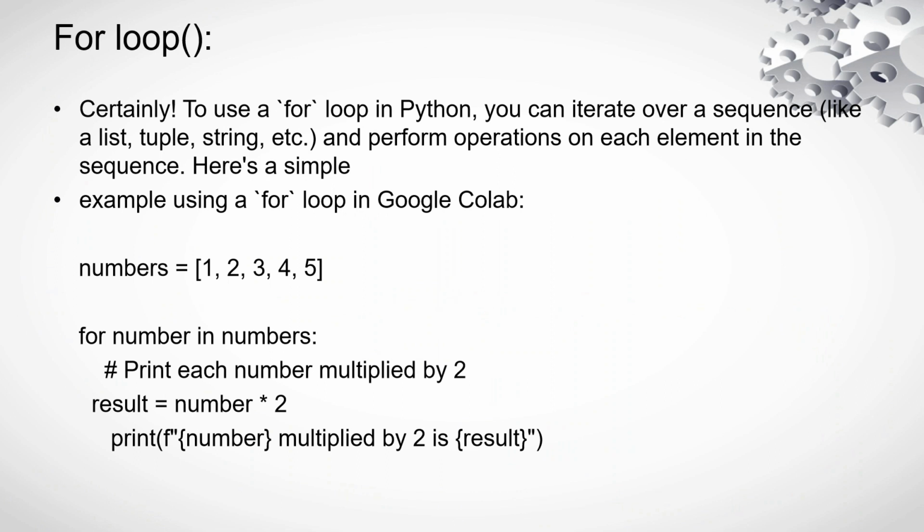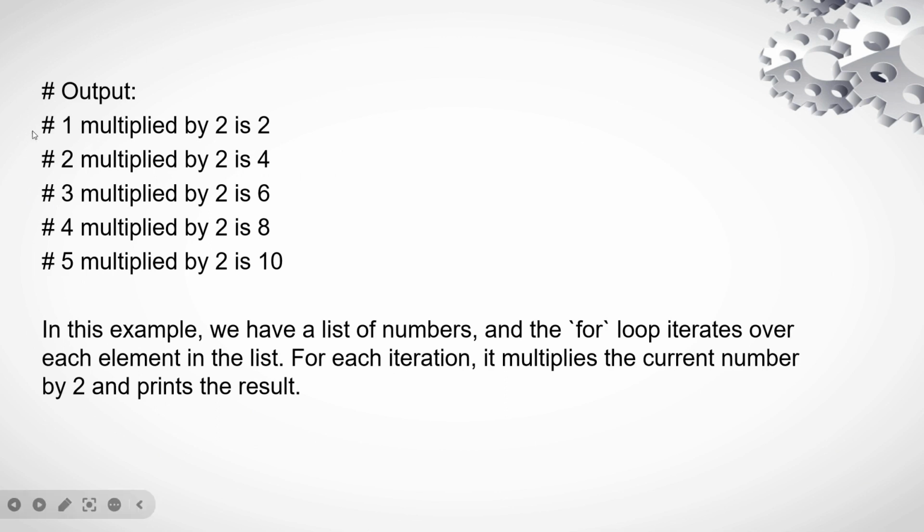Let's see the example. First, a list of numbers is given. Then we use a for loop to multiply them. Here we wrote for number in numbers, which means for each number in the list above, multiply it. Then we gave a formula: result is equal to number into 2. Then print is used to print the output. So the output will be in this way.